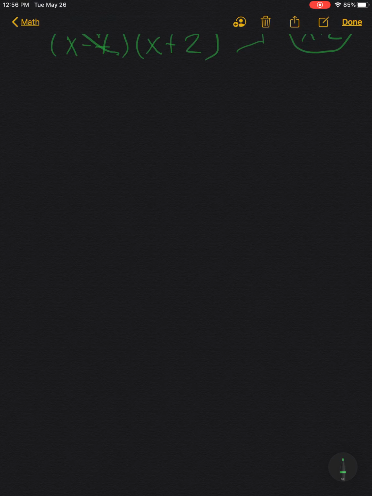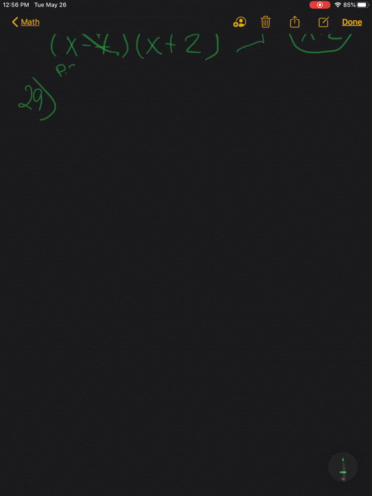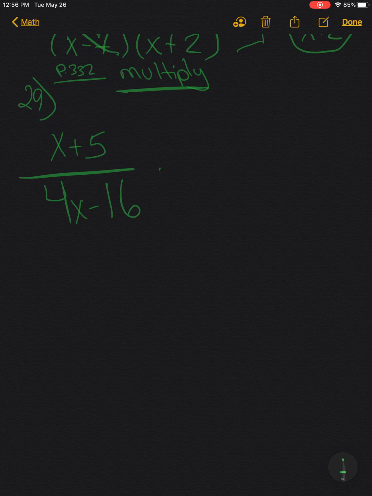Now I will show you how to multiply. The next problem I'll be looking at is number 29 on page 332. This will show you how to multiply. So it says x plus 5 over 4x minus 16 is being multiplied by 2x to the second minus 32 over x squared minus 25.